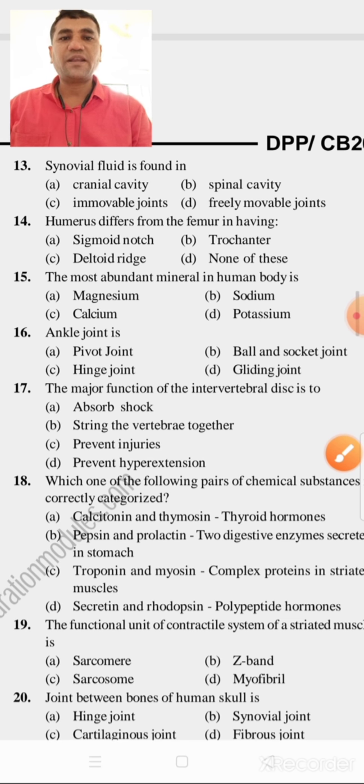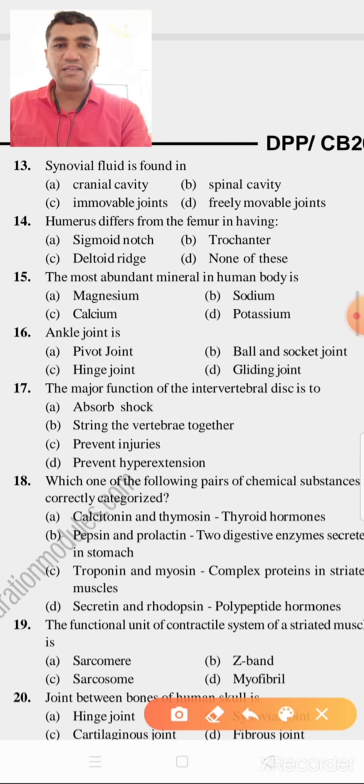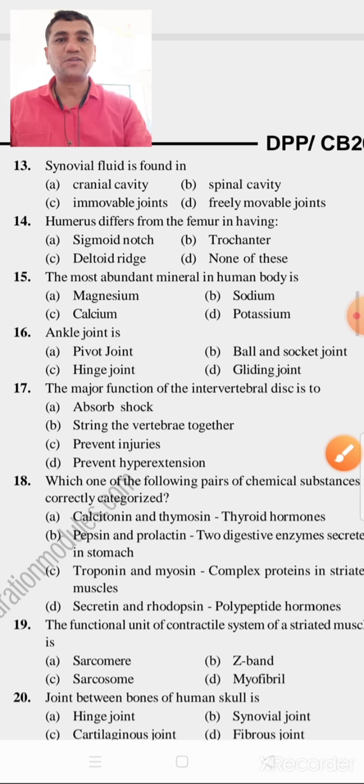The most abundant mineral in human body is calcium. Already we know that calcium is the most abundant mineral present in the body, responsible for muscle contraction.